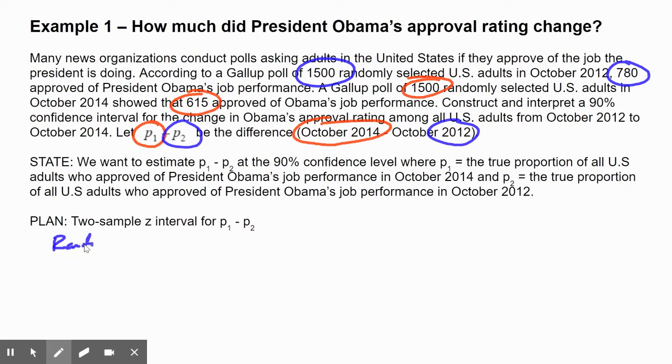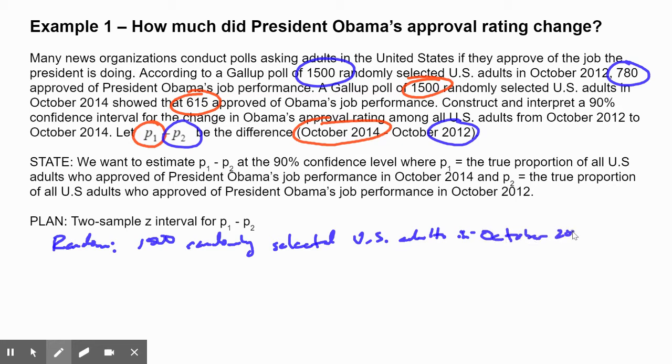Now here's where you come in: the conditions. First is the random condition. I see 1,500 randomly selected U.S. adults in October 2012, and the same thing, 1,500 randomly selected U.S. adults in 2014. I'll abbreviate that: 1,500 randomly selected U.S. adults in October 2012 and 2014. Now we have to do the large counts condition.